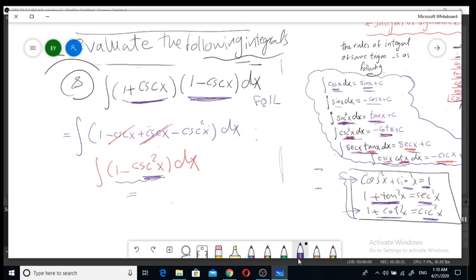So we have to distribute: the integration of 1 dx minus the integration of cosec squared x dx. So the first part will give us x, minus the integration of cosec squared x, which will be negative cotan x, so we have plus cotan x plus c. And this is the final answer.